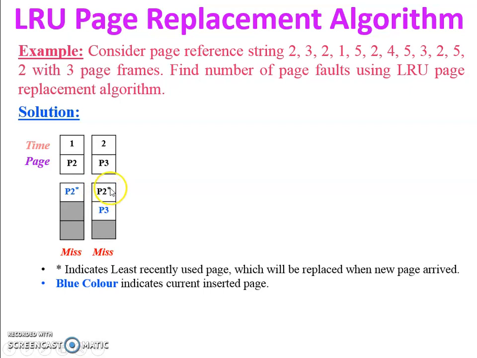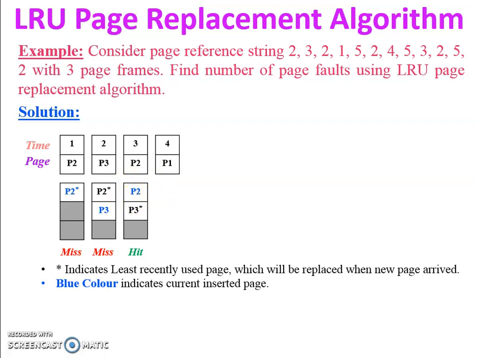Here you can see P2 is indicated by a star. Why? Because it is least recently used, and P3 is blue because it is the currently inserted page. Now the third page is P2. Again P2 is available, so P2 is blue and P3 is indicated by a star, because P2 is currently used and P3 is the least recently used page. This is a page hit, because P2 is available when accessed by the processor.